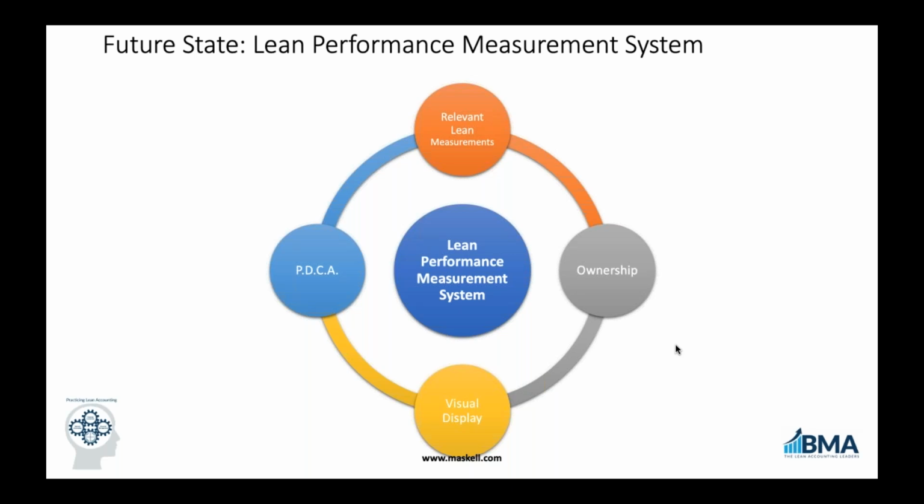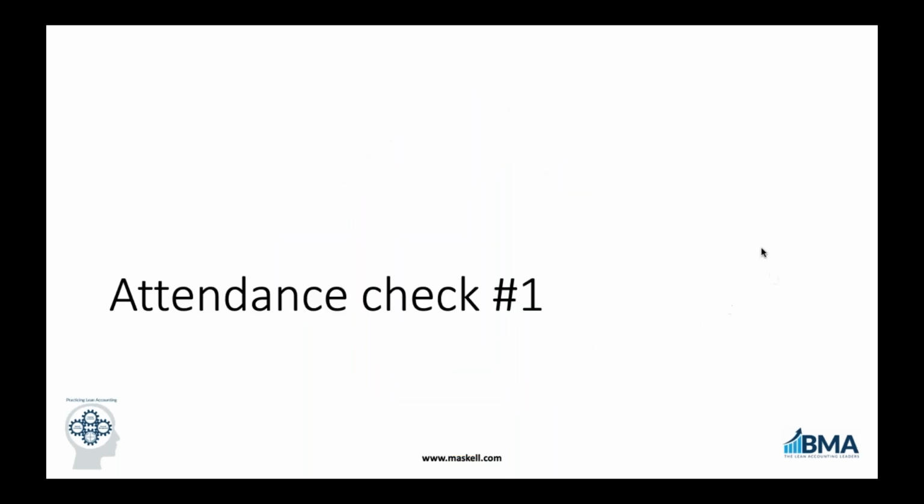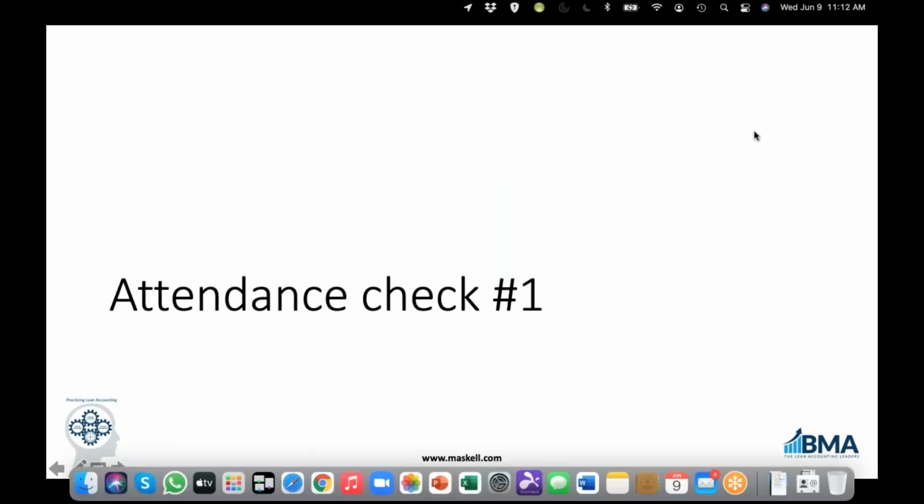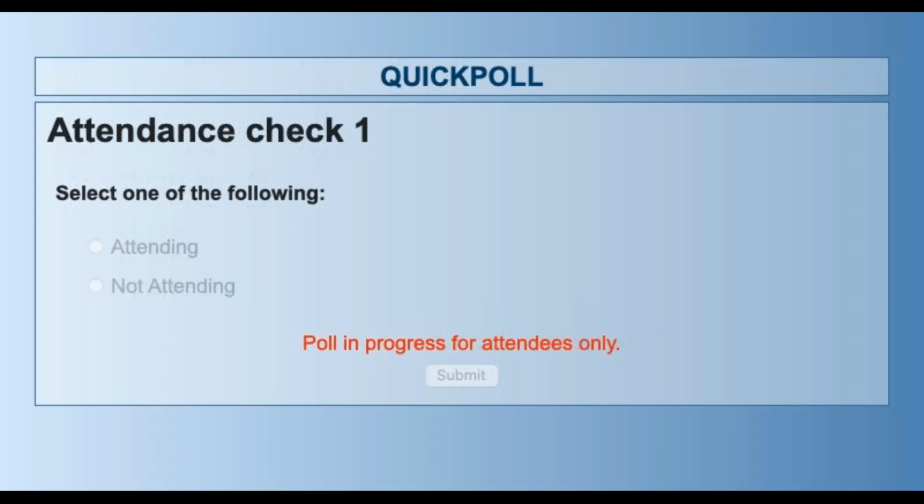So what we're going to be talking about the rest of the webinar is each of these four pieces of a lean performance measurement system. The first thing we need to do before we move into that is to do our first attendance check. So I'm going to launch it, and it's very, very quick.